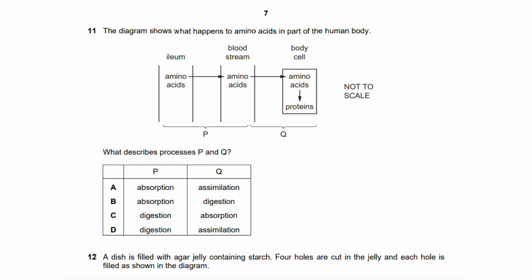So we will move on with question number 11. It says the diagram shows what happens to amino acids in part of the human body. What describes processes P and Q? So we have 4 options.